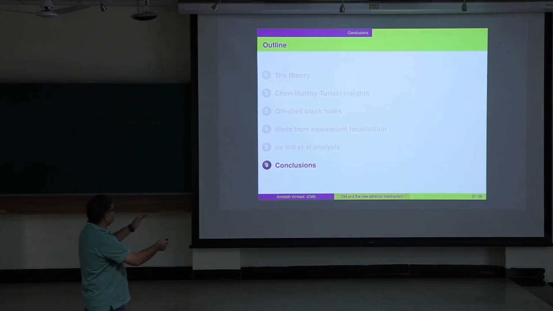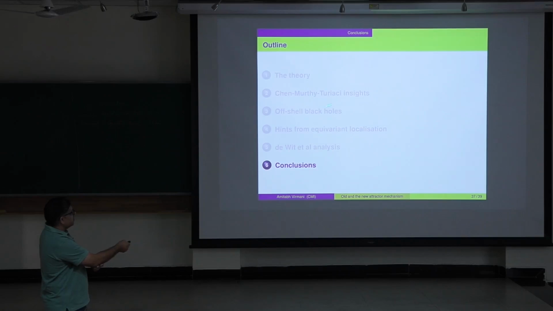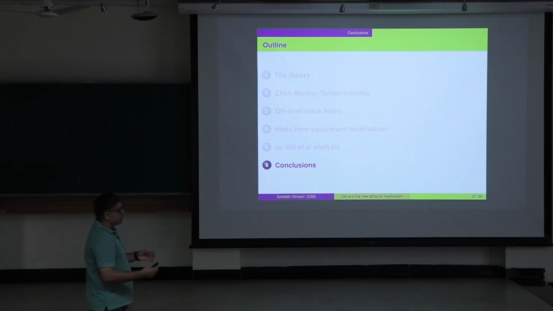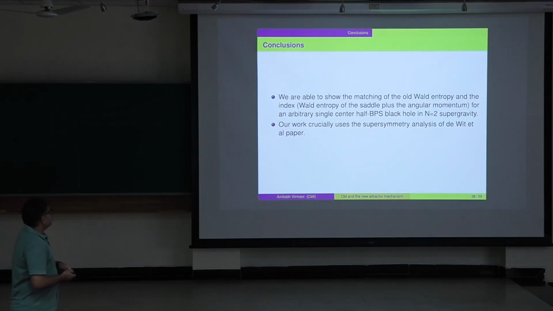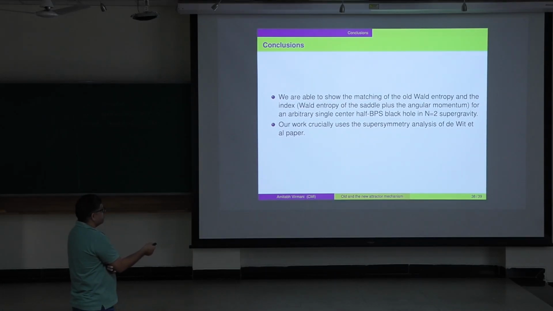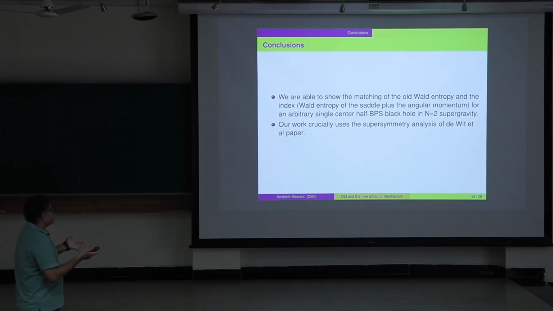As you can see, the theory was complicated. These authors gave us some insight. Then we needed more insights. Then we got some hint that this is something like localization. Then this paper allowed us to do the localization exactly. Okay, so now conclusions. We were able to show the matching of the Wald entropy with the index. The new calculation required computing the Wald entropy of the saddle plus the angular momentum, for an arbitrary single center half BPS black hole in N equal to 2 theory. We still do not know much about the saddle solution.